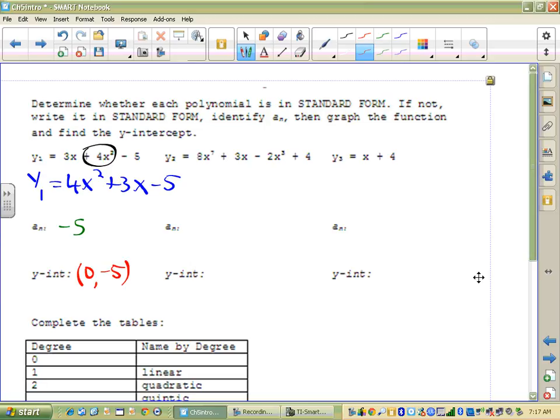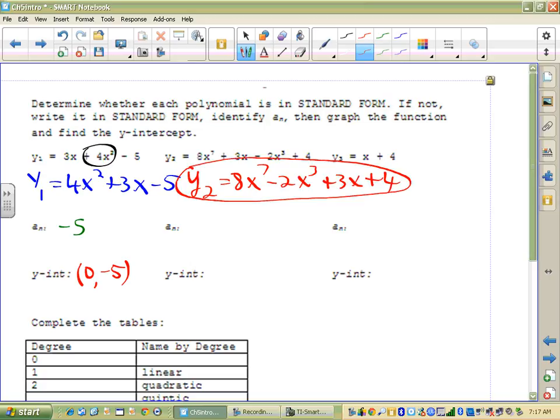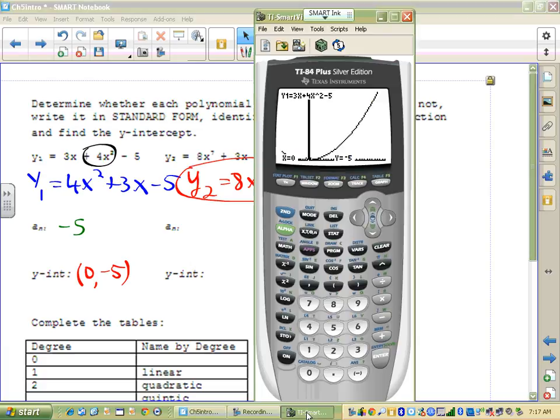For y2, the first term has the highest exponent, but the next one doesn't have the next highest exponent. So y2 should have 8x to the 7th, it looks like, and then minus 2x cubed plus 3x plus 4. Okay, so that's y2 in standard form: 8x to the 7th minus 2x cubed plus 3x plus 4. Let's go ahead and graph that function.